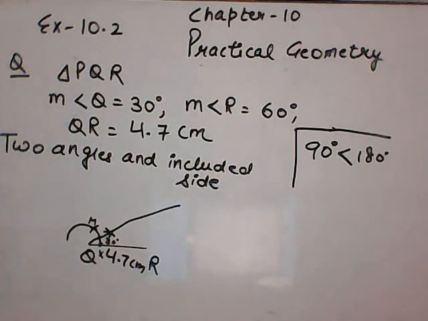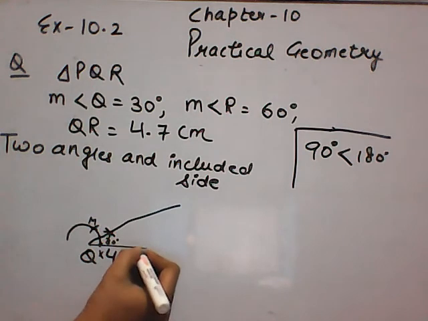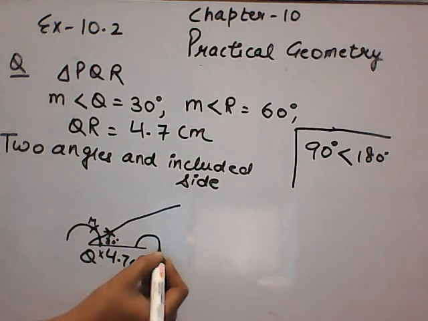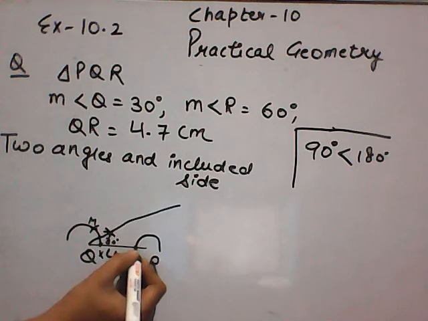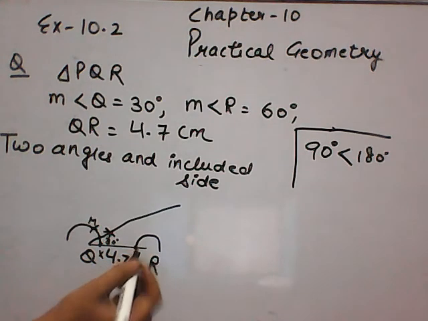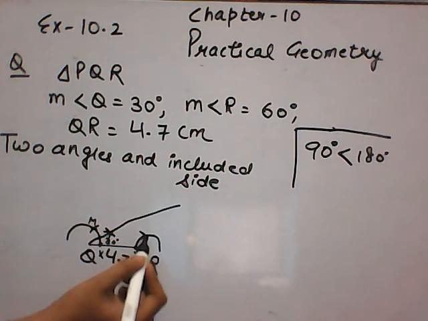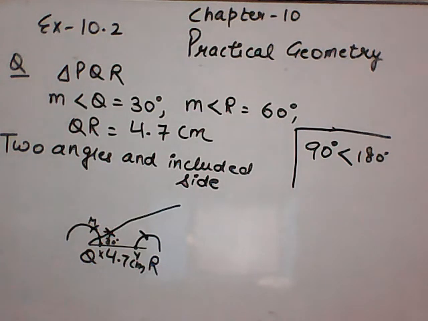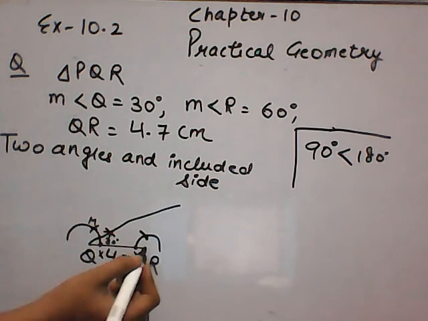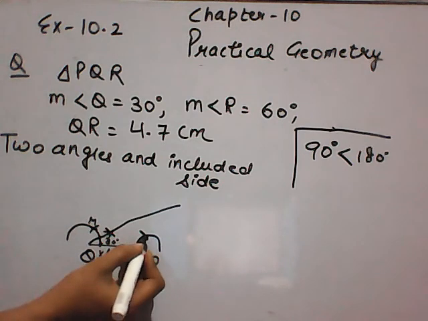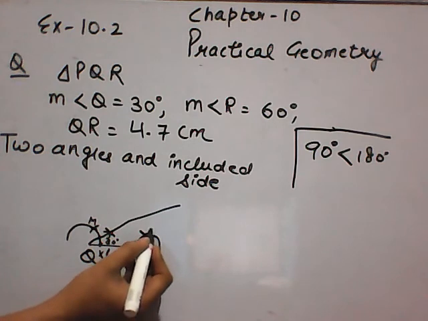Now at point R, you have to construct an angle of 60 degrees. Now draw a semicircle with the help of a compass where it cuts the line segment QR. Suppose it cuts at Y. You have to put the needle at point Y and draw an arc. This arc is of 60 degree measure. Now join this arc with the intersection. Suppose it cuts the semicircle at point B.